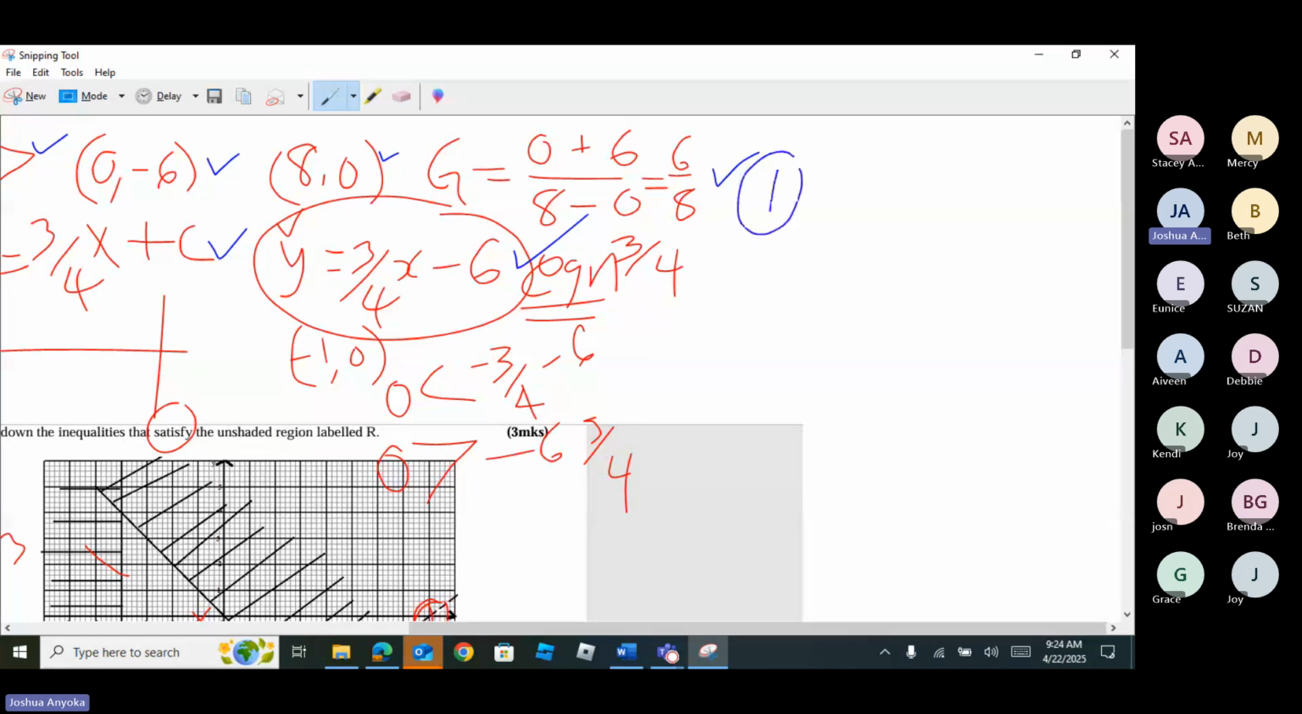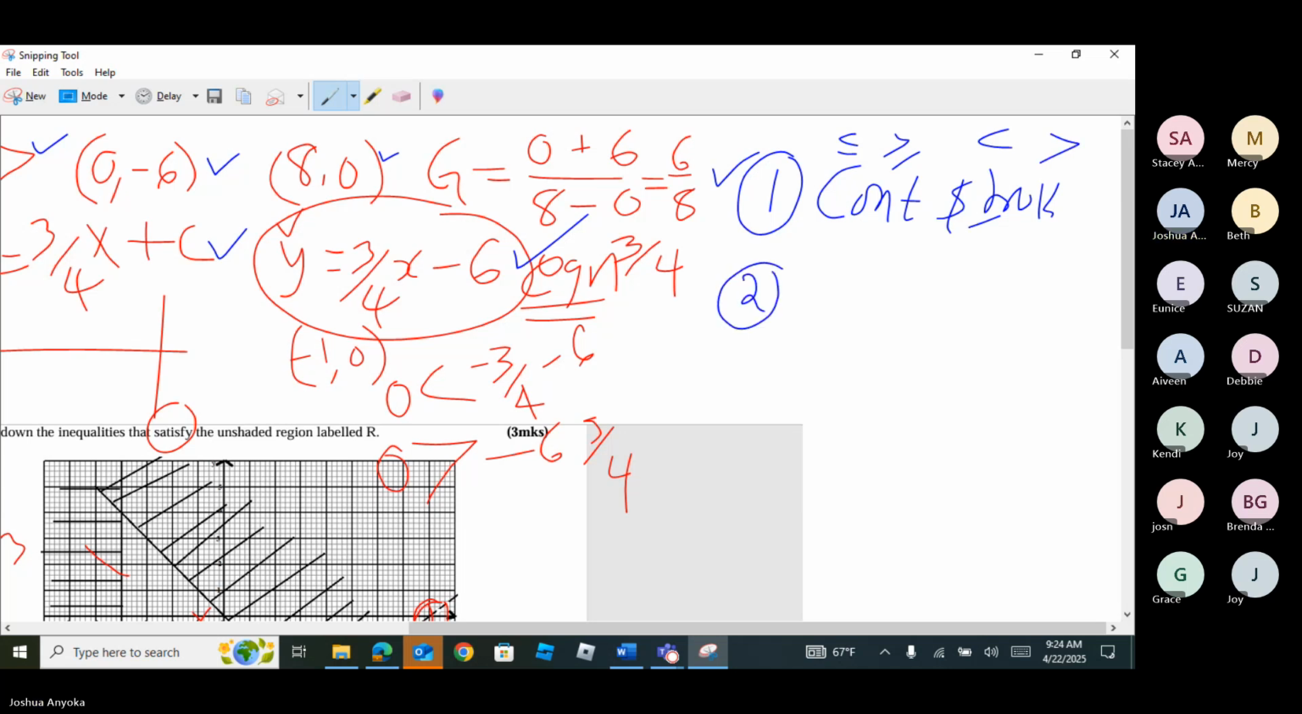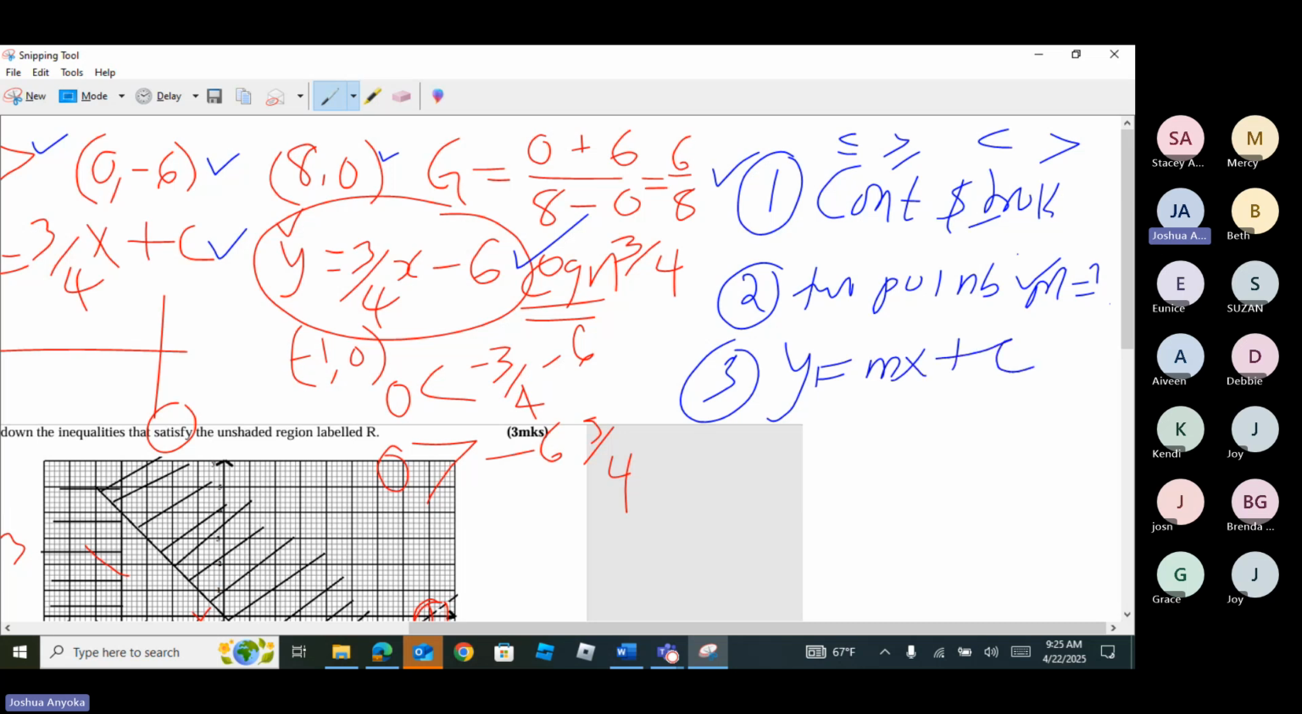Step number 1, you check whether the line is continuous or broken. This will inform you: if it is continuous, we have less than or equals to, or greater than or equals to. If it is broken, we have less than, we have greater than. Number 2, you take 2 points. The 2 points will help you to know the gradient. You calculate m. Number 3, substitute gradient in the form y is equals to mx plus c, the gradient and the 1 point x, y.